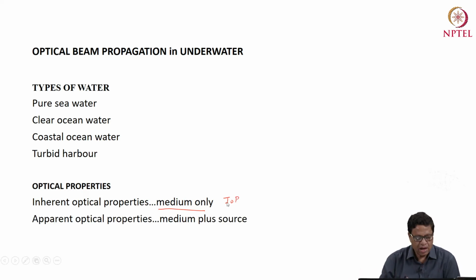And the other one is apparent optical properties. It deals with both medium and source. As I mentioned, the medium basically tells how much light is absorbed, how much is scattered, what is the attenuation, and the source, whether you are using a diffuse source or a pointed source, also deals with the geometry of the source. So when you combine the medium and the source, they are called apparent optical properties, abbreviated as AOP.